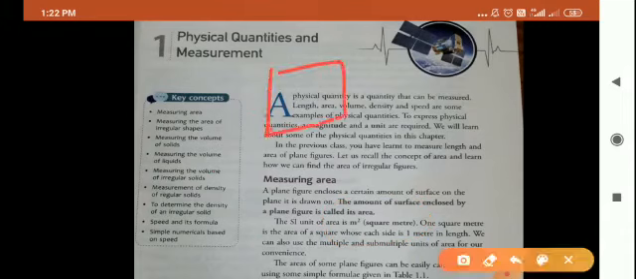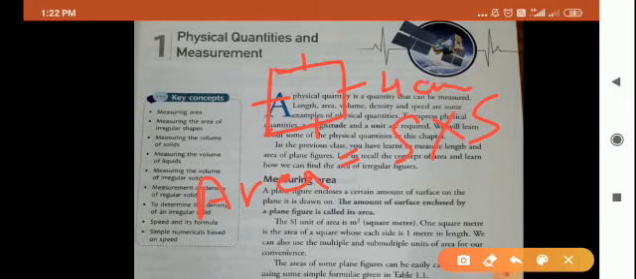Now suppose this is a square. You know the property of a square, that in a square all the sides are equal. And what is the formula for finding the area of a square? Area of the square is given by the formula side into side. Suppose one side of the square is 4 meter. Since all sides are equal, all sides will be 4 meter. Now to find the area, area of the square equals side into side.